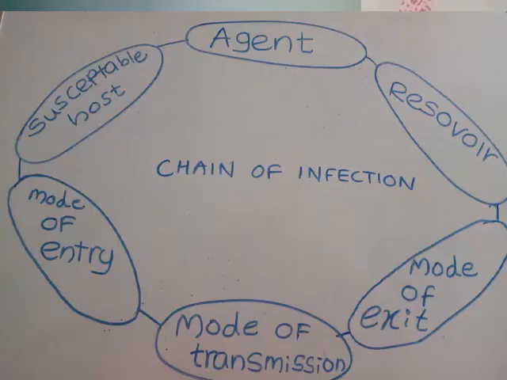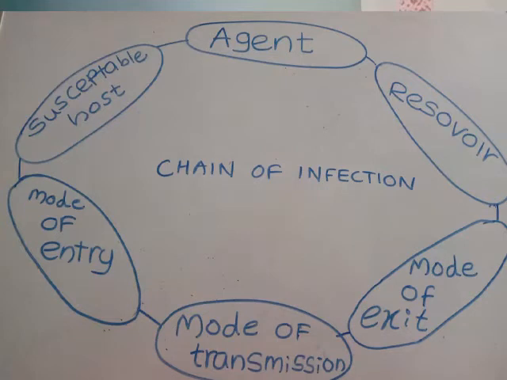Today we are going to discuss the infection chain. What is the infection chain? The infection chain is a cyclical process that must be completed to spread any infection from one person to another person. There are 6 links. All 6 links must be completed to spread any infection from one person to another person.